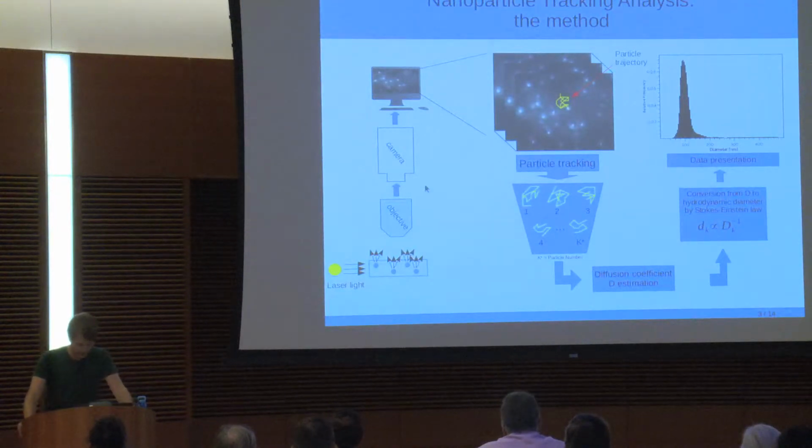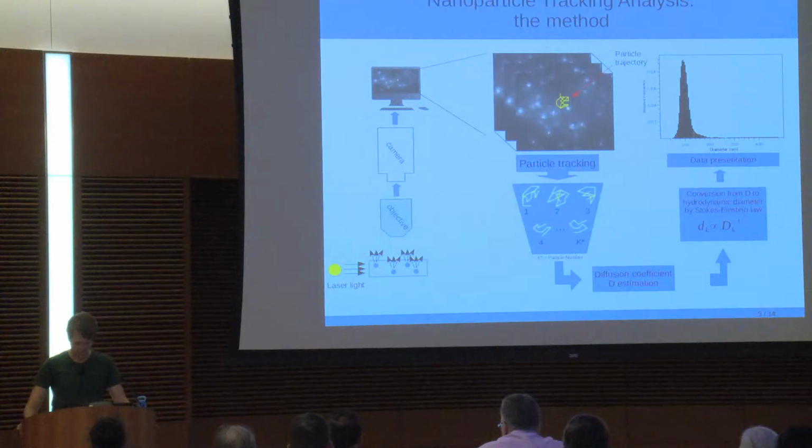The first step in the analyzing pipeline is to identify each particle in each video frame. The next step is to reconnect the particles in each frame, and this results in a number of tracks with a different number of steps, because most of the particles will diffuse in and out of the field of view, so they can't be tracked over the whole registration time.